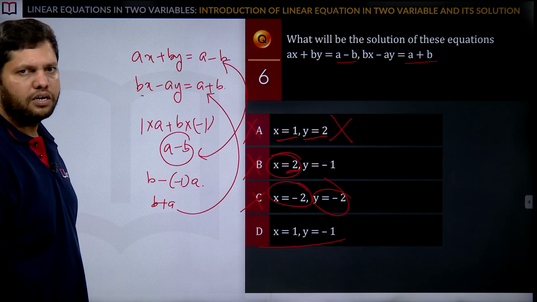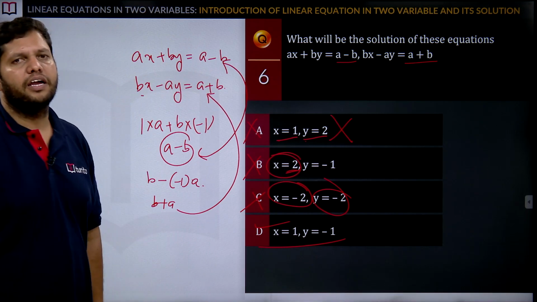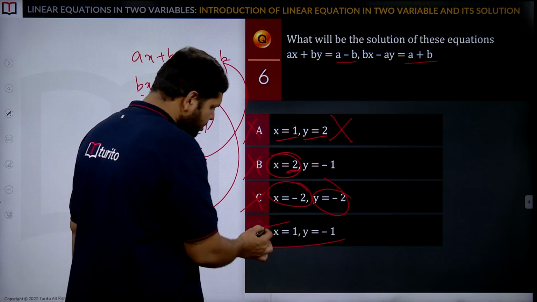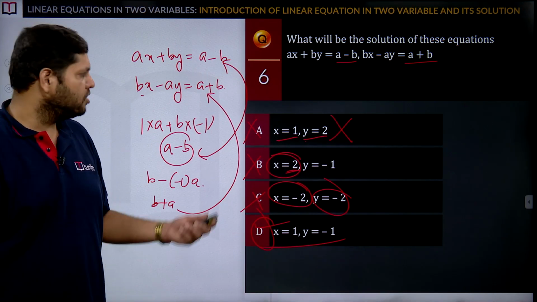Are you getting my point, children? So what can I say, children? I can say only the D option is correct. The A option fails, the B option fails and the C option fails. So only the fourth option is correct. Okay, children? Now, children, let us take another question.